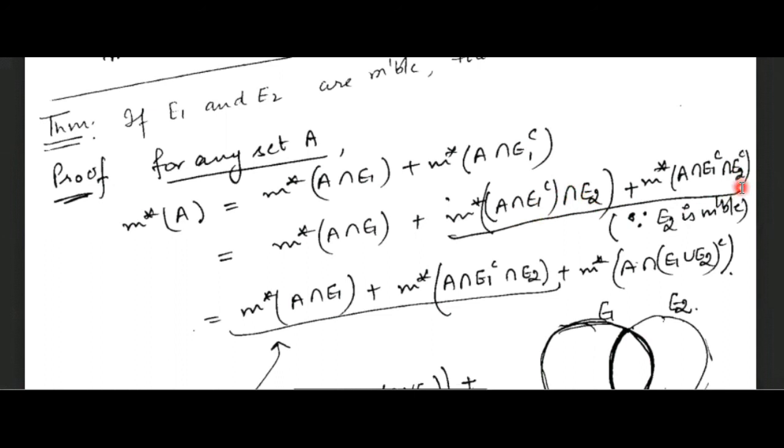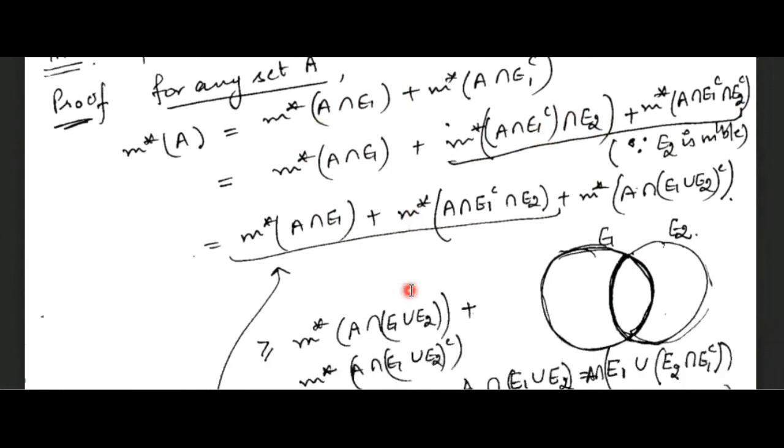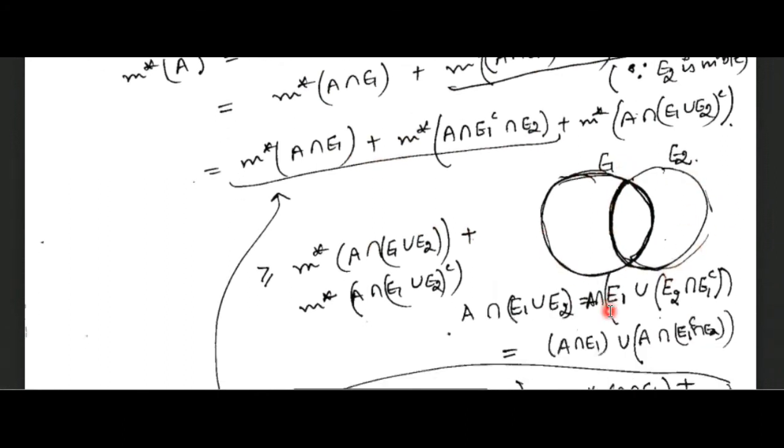Now we can combine the first two. Just see how. What is E1 union E2? E1 union E2 is E1 union with E2 minus E1. E2 minus E1 is nothing but E2 intersection E1 complement. So when you take A intersection, you get this thing.